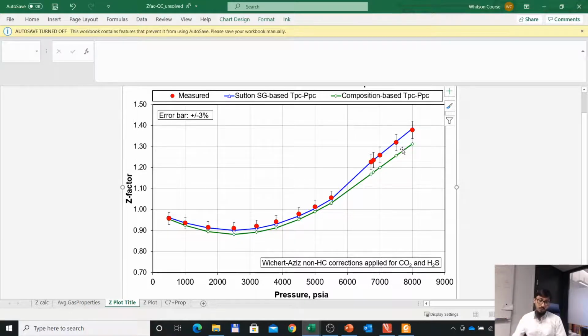Okay, so I think here we finished this gas Z factor topic, and then we will jump to the next topic, which is the QC of the separator K values, or checking whether the separator samples are in equilibrium or not.